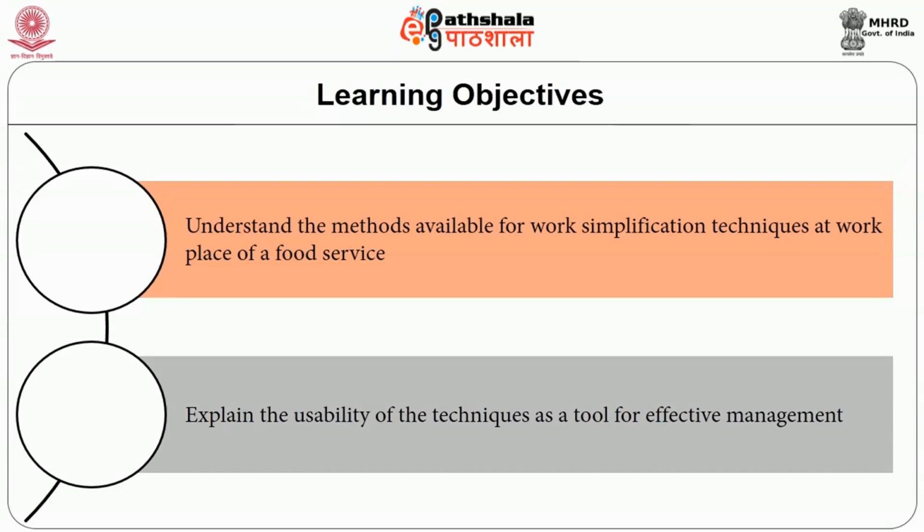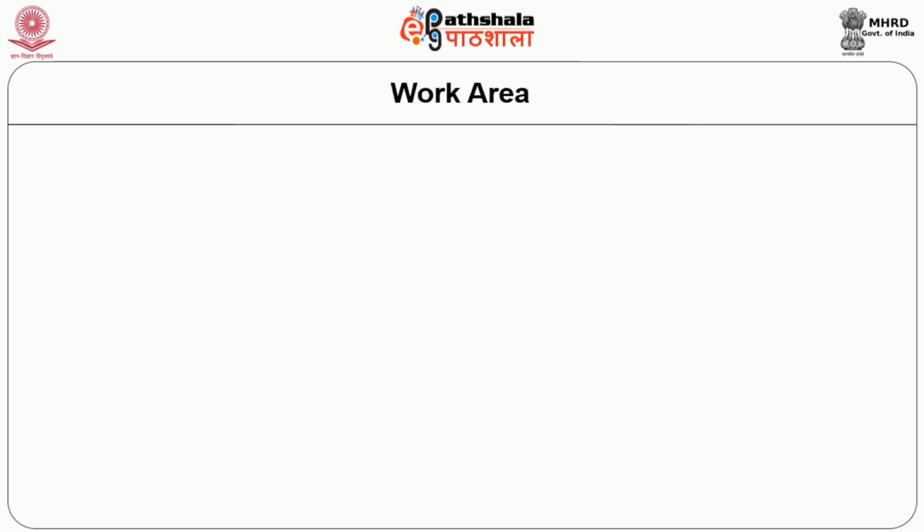And when we look into the objectives of this module, we can see that after going through this module, the learners will be able to understand the methods available for work simplification techniques at the workplace of a food service operation, maybe the front of the house or the back of the house sections, and also explain the usability of the techniques as a tool for effective management. Now let us see one by one how it is followed in each section.